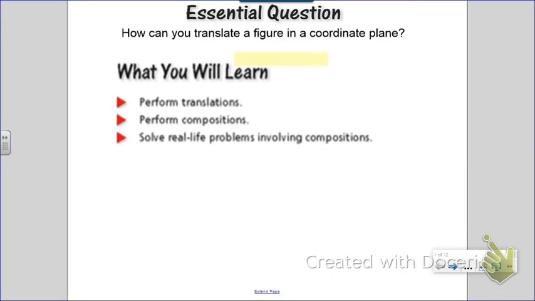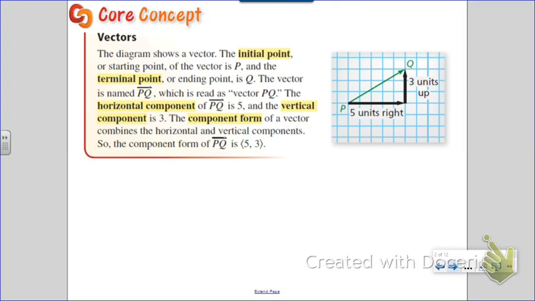Today's lesson is on translations. A vector is a directed line segment and looks like a ray. The initial point is the starting point and the terminal point is the ending point. A vector is named from the initial to the terminal point. Our example is vector PQ.